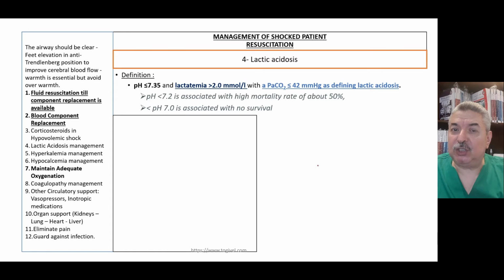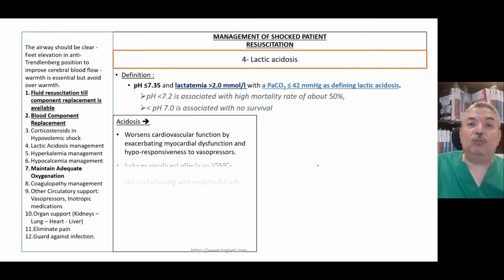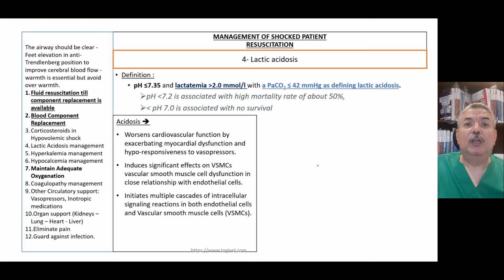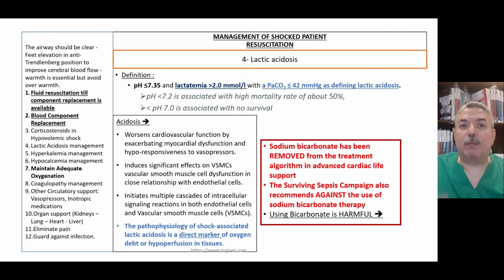What is the right action? We will see now how to treat acidosis. This is very important, because acidosis will lead to endothelial cell dysfunction, vascular smooth muscle dysfunction, disruption in the organs, leading to multi-organ dysfunction and multi-organ death. It seems logical that when there is lactic acidosis, we give bicarbonate. Bicarbonate is the buffer. The problem is that bicarbonate has been removed from all guidelines in the treatment of shock.